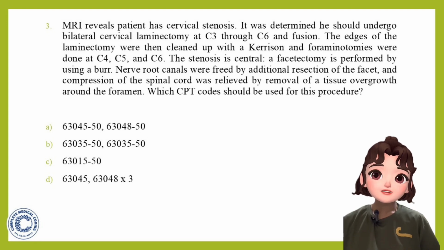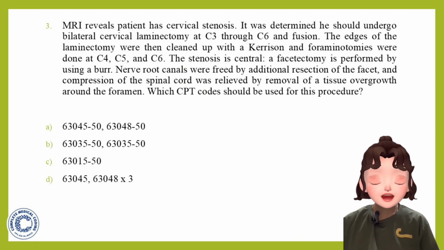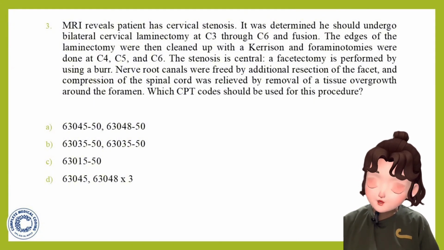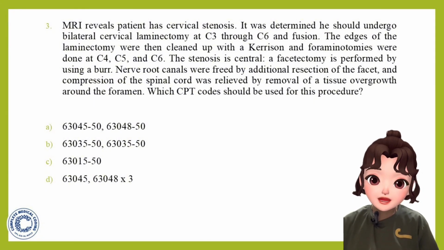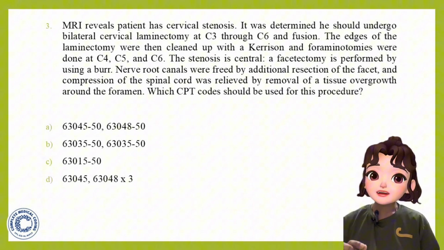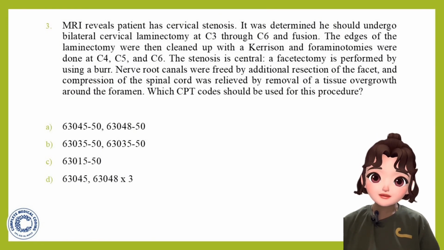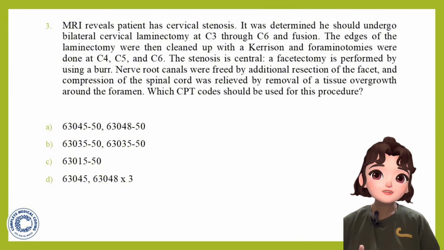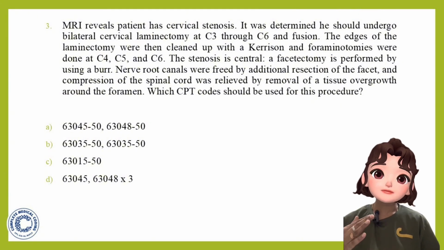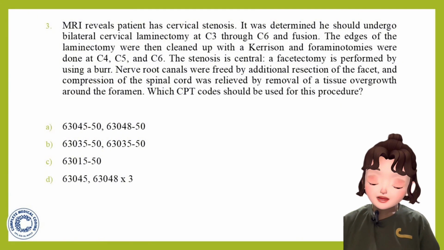Now if you go to option B, another code 63035. What is 63035? That is an add-on code. If you check the CPT code book, 63035 is laminotomy, but it's an add-on code. Add-on code will never come as the primary code, right? So that's also wrong. See, like this you can save time during examination. Okay, skipping all.